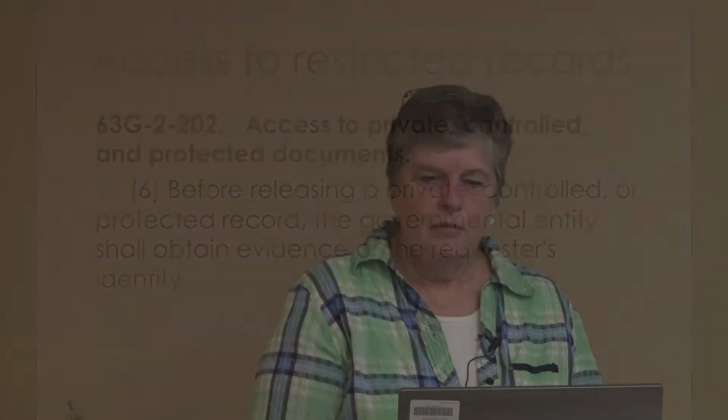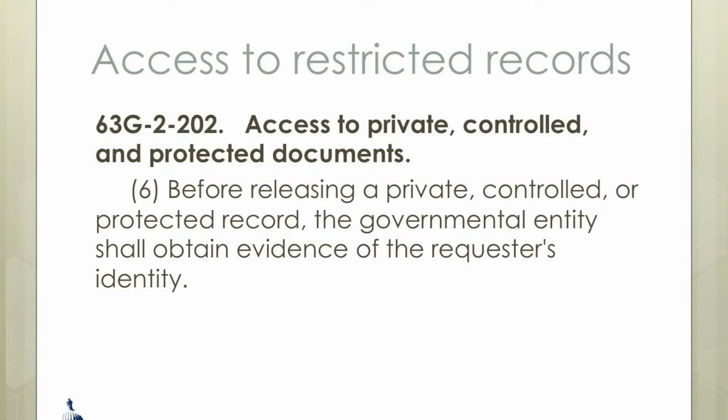Then, before releasing access to private, protected, and controlled records, the governmental entity should obtain evidence that the requester is who they say they are. You should make sure that if you're releasing a private record to the subject of the record, that you know that they are the person that they claim to be. So, is there anything else in that section I want to bring up?